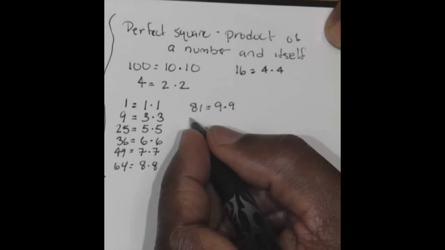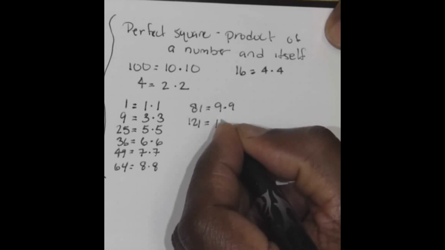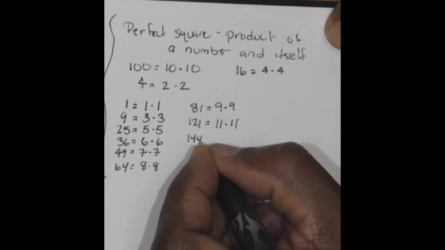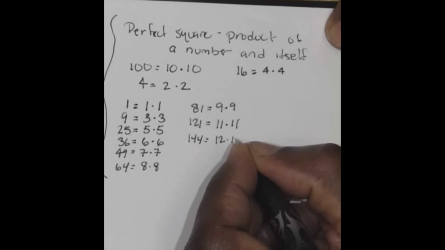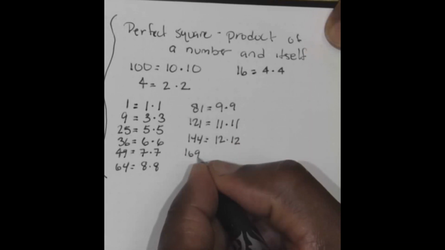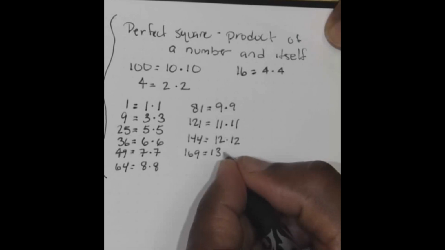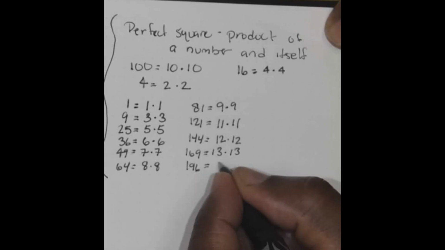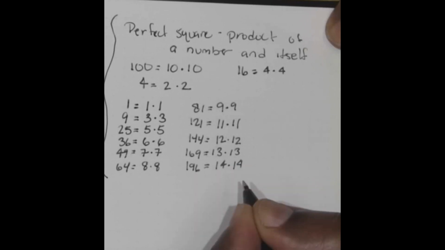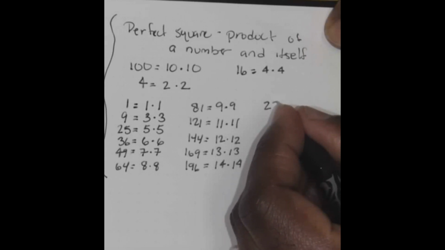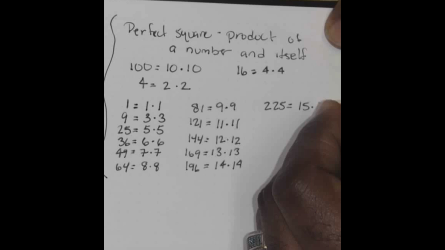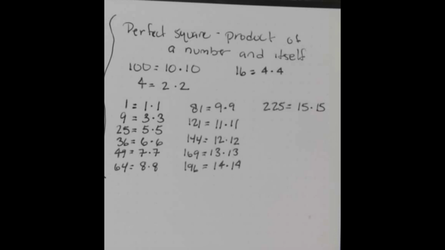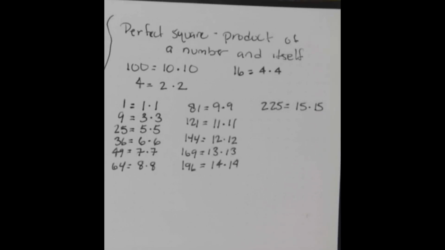We're going to do a couple more. 121 is a perfect square because that is 11 times itself, which is also 11. 144 is a perfect square because it's 12 times 12. 169 is a perfect square because that is 13 times 13. And we'll do one more. 196 is a perfect square because 14 times 14. Let's do 15. 225 is a perfect square because we have 15 times 15. Perfect squares are the product of a number and itself. A lot of these we knew already. You just didn't remember what they were called.